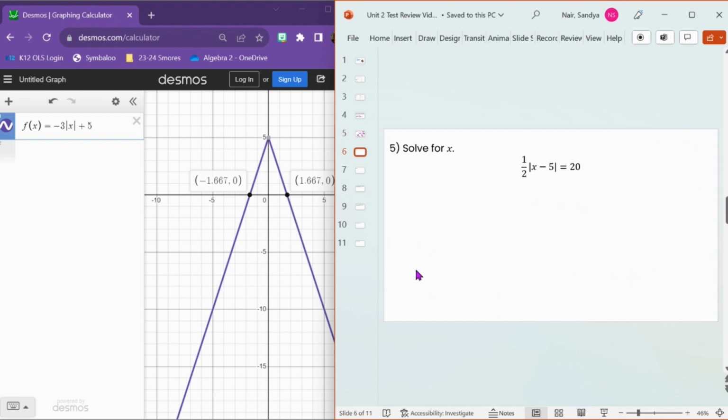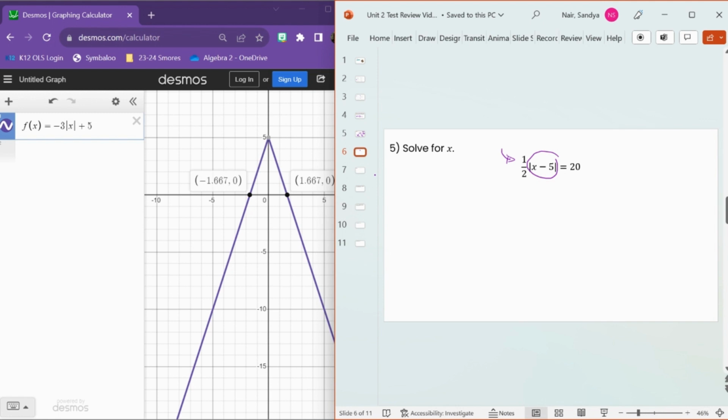Now let's try this problem. So here we want to solve for x, but remember, whenever we're working with an absolute value, we want to make sure we first get the absolute value by itself, okay? The absolute value needs to be by itself on one side of the equation before we go ahead and separate into two equations. Well, here you can see the absolute value is not by itself because it has a 1/2 in front. So how do we get rid of that 1/2?